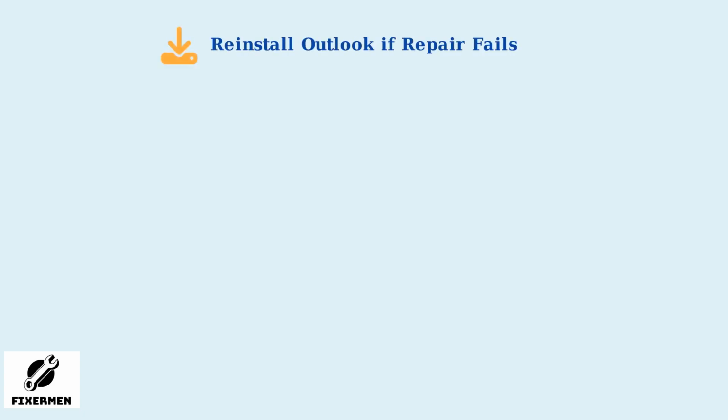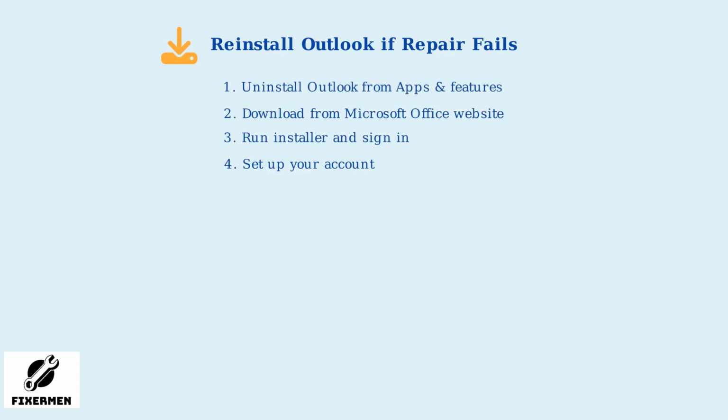If repairing doesn't work, you may need to reinstall Outlook. Start by uninstalling it completely, then download and install the latest version from the Microsoft Office website. Make sure to back up any important emails first.